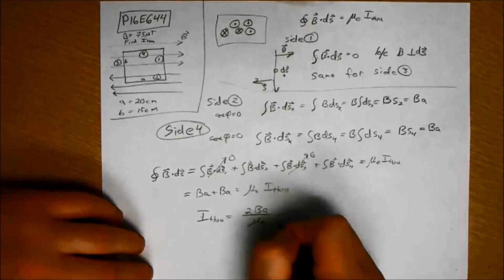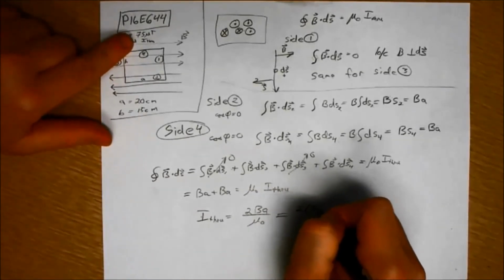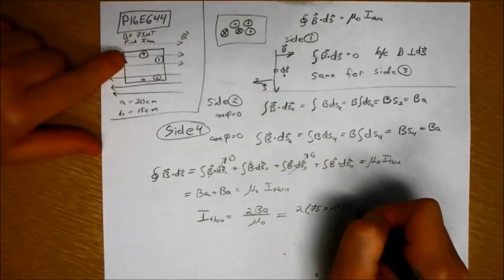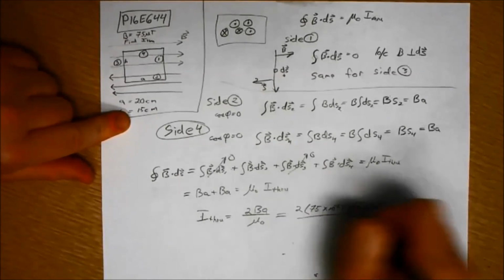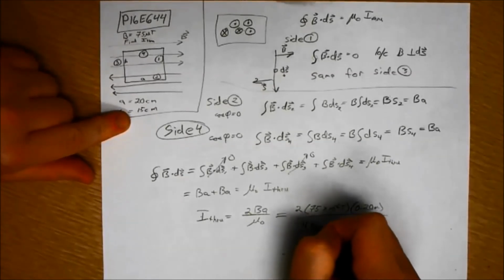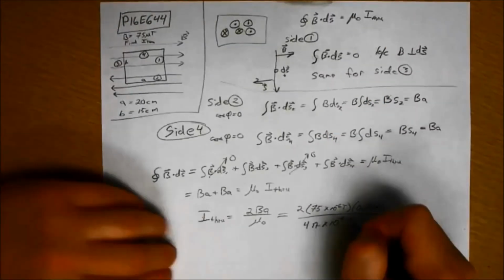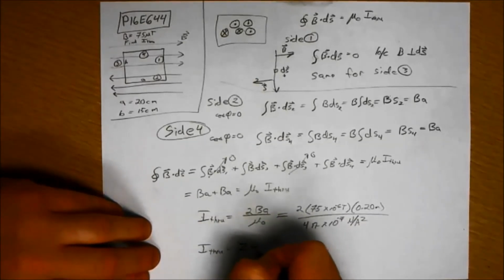If you put in the numbers, that's 2 times 75 times 10 to the negative 6th Tesla times a 0.20 meters over mu naught, which is 4 pi times 10 to the negative 7th newtons per ampere squared. I through then is 24 amps.